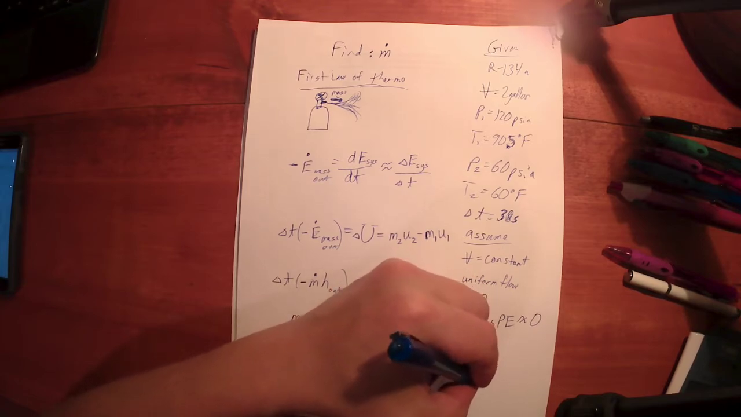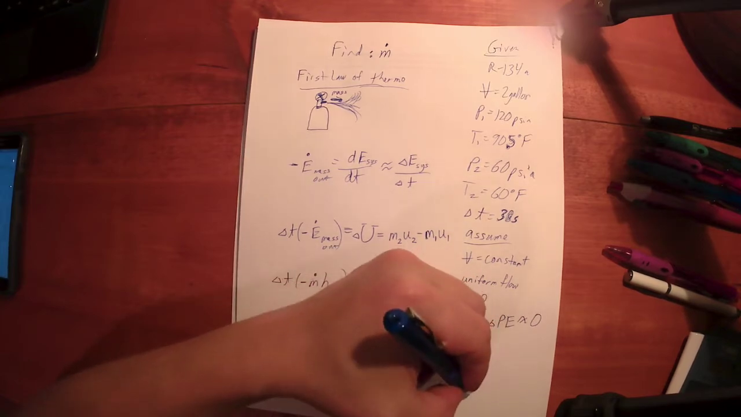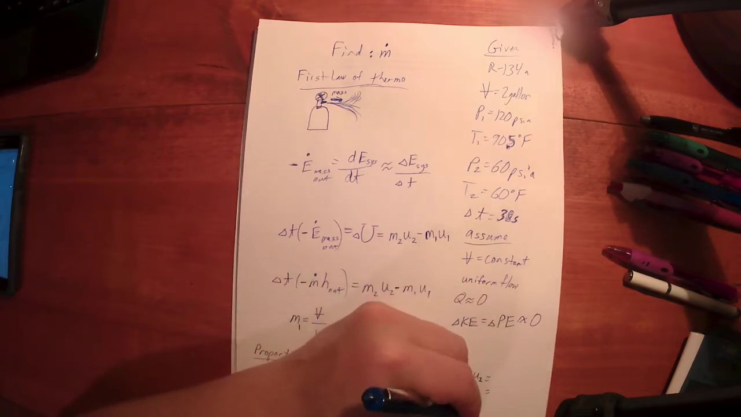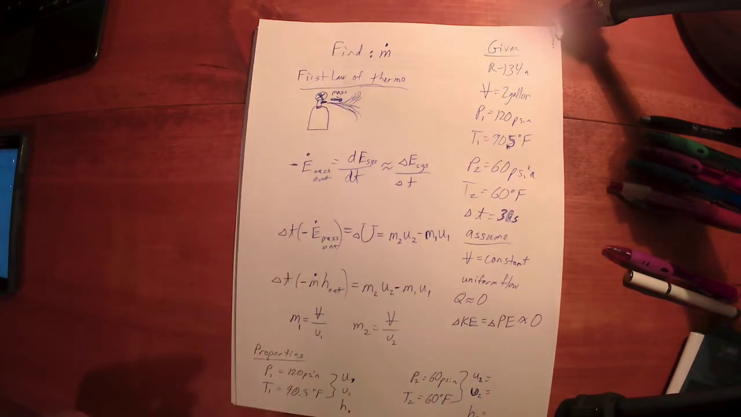We know we're going to need U2. Given T2 and P2, we know we're going to need U2, and we know we're going to need V2. We know those, and I would suggest go ahead and get H2 while you're there.